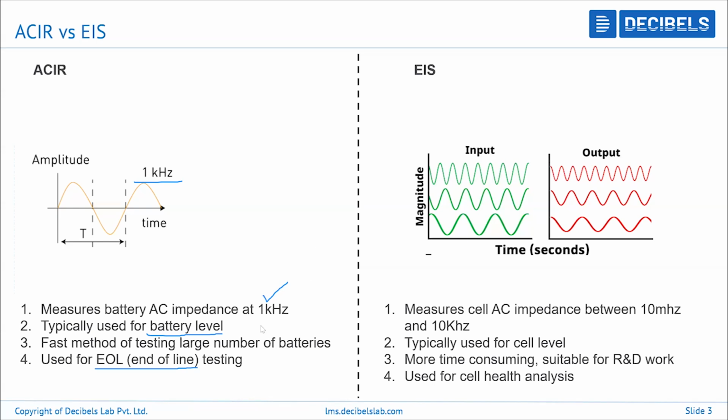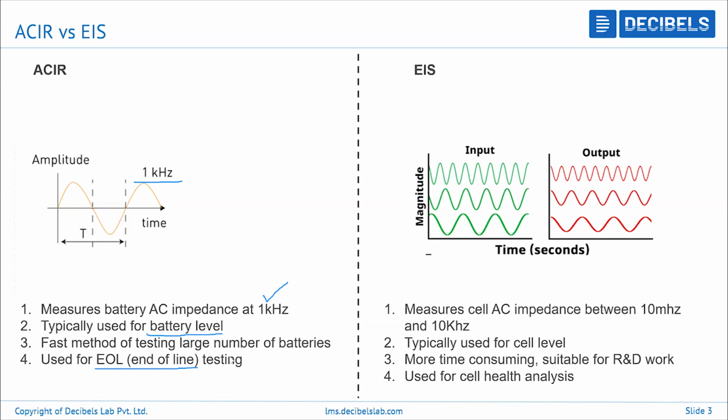The frequency is set at 1 kilohertz, the probes are put at the terminals of the battery, and in less than 1 second, we get the impedance value of the battery pack. And not just for the pack, even for every series connection or parallel connection, we are able to obtain the AC impedance at 1 kilohertz. Okay. So this is a very fast method of testing the impedance for a large number of batteries.